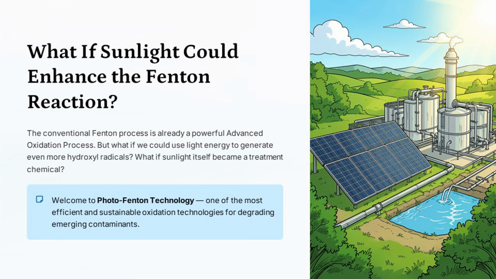This raised an important question. Can we continuously regenerate ferrous ion? Can sunlight be used as a free energy source to improve this process? And the answer is yes. This led to the development of Photo-Fenton process, where light energy continuously generates the catalyst and significantly improves pollutant degradation.